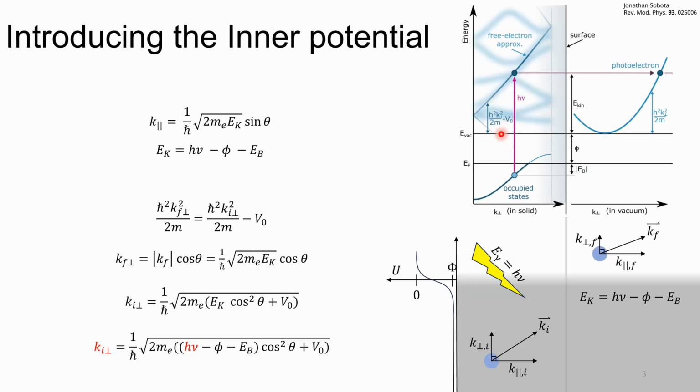And essentially this V naught, in most ARPES people's minds, is a phenomenological parameter that you just find the best value that agrees with the data, and that's how you get it. But it's sort of a matching condition to allow this transition from the band structure up to this free electron state.